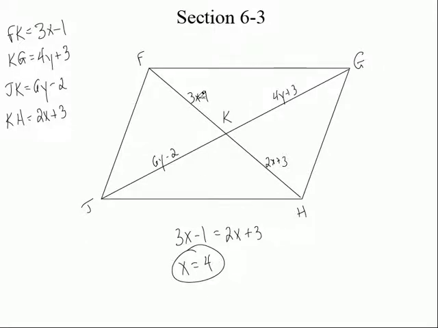3 times 4 is 12, minus 1 is 11. They're both 11, right? Let's see if this works. 2 times 4 is 8, plus 3. Yep, they're both 11. All right, good deal. Let's solve for y now. This is no more difficult, is it?